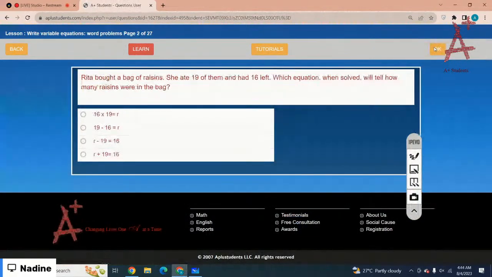Rita bought a bag of raisins. She ate 19 of them and had left 16. Which equation, when solved, will tell how many raisins were in the bag? So, which is the correct option? You don't know the total raisins in the bag, right? Which is the correct option?